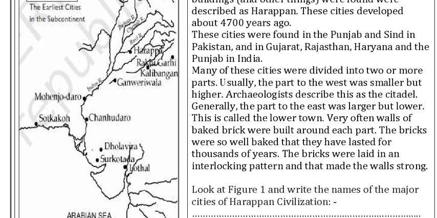So in some towns there were walls made of baked bricks. These bricks were very strong and very well baked because they have lasted for many years. The cities were formed almost 4,700 years back, so how can a brick last for so long? That means they are well baked, so they have lasted for thousands of years. The bricks were laid in an interlocking pattern, that means each brick is locking the other, and that made the wall strong.